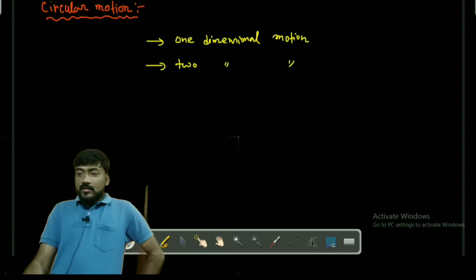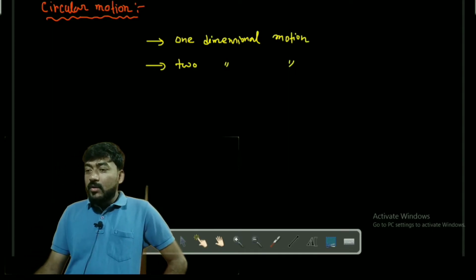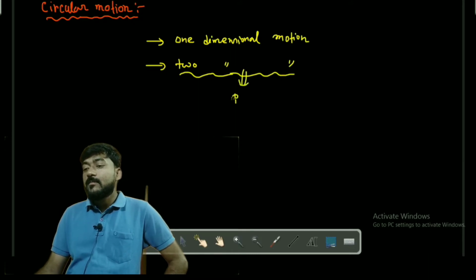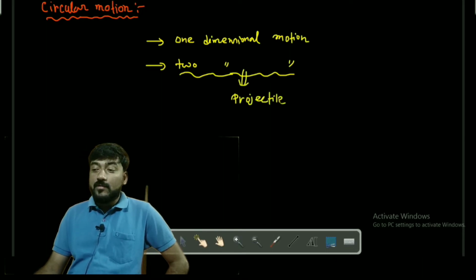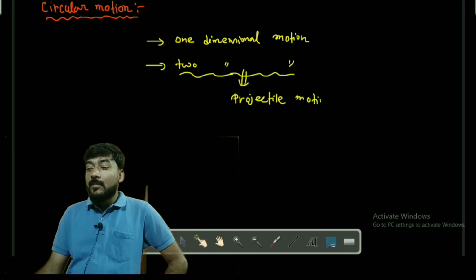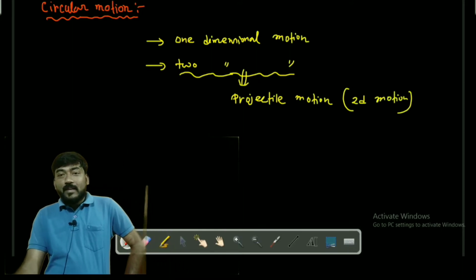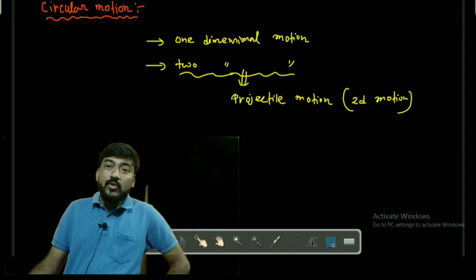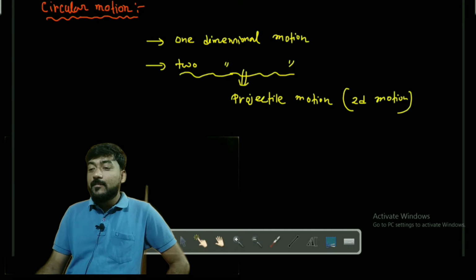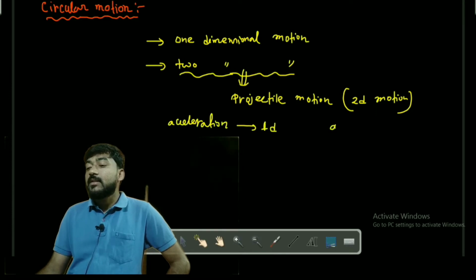And I think you remember that in two dimensional motion we discussed a very special kind of motion, that is projectile motion. This projectile motion is a very special kind of two dimensional motion. Why? Because though the motion is two dimensional, its acceleration is always one dimensional. Acceleration is one dimensional, and that is obviously gravitational acceleration g.